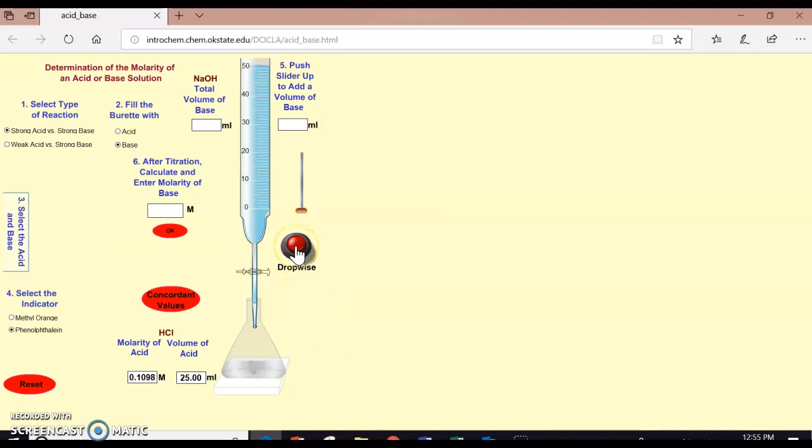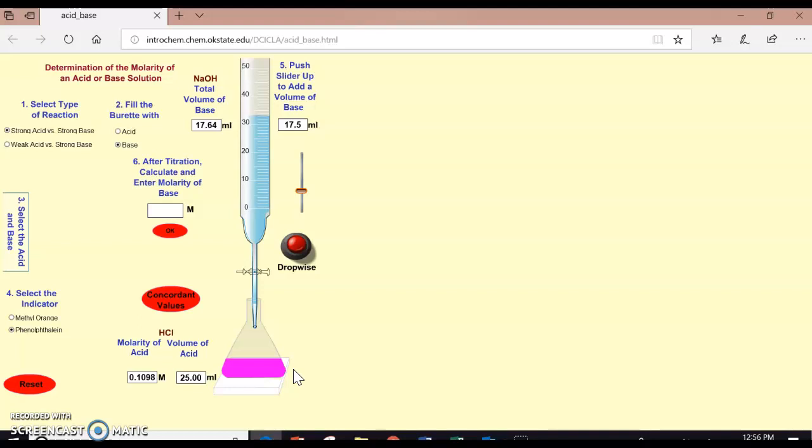Normally in class, we would go drop by drop, and eventually you would start to see a color change, but for time's sake, I'm just going to add a lot. Okay, nothing happened yet. Let's add a little bit more. Okay, still no color change, so we're going to keep going. More. Oh, you saw a little bit of pink there. It means we're getting close. A little bit more. Okay, so now we have a solid color. This is actually too dark. We would do it multiple times to get a better average.